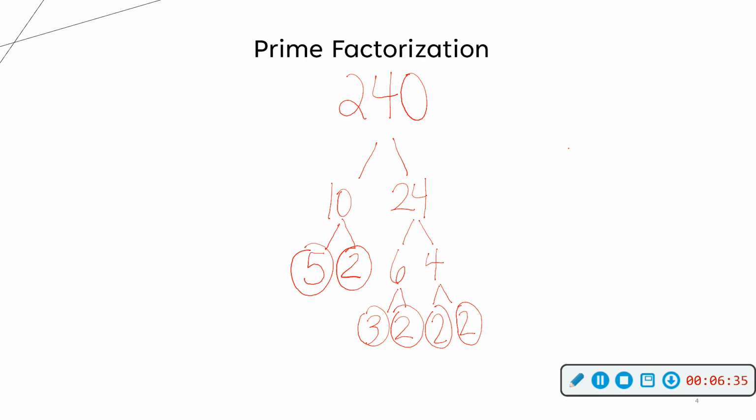So now let's write out the primes that I have. So 2 times 2 times 2 times 2 times 3 times 5. Notice how I put my primes in order as they go. Now let's put it in exponent form. So in this case, I have 2 to the 4th power times 3 times 5.